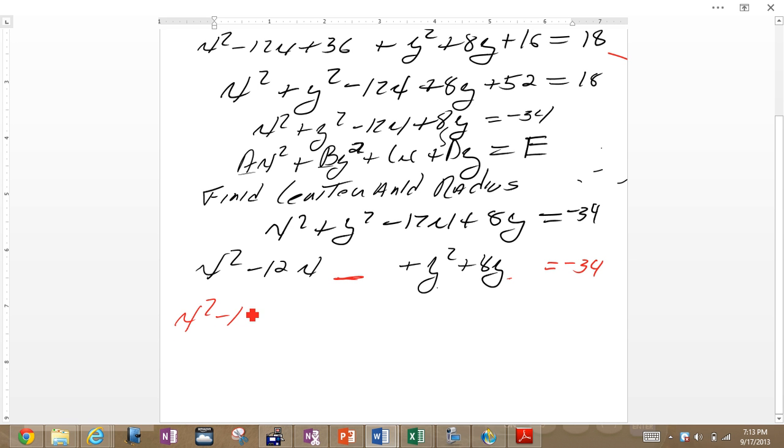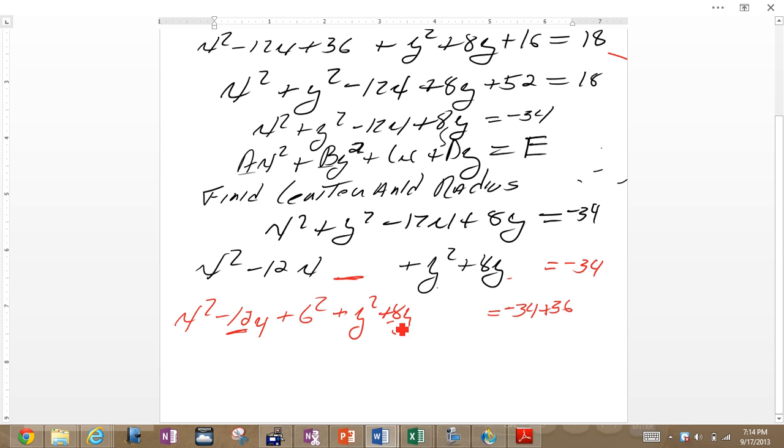x squared minus 12x. The completing the square is half the coefficient of the x term squared. Half of it is 6. Okay, so it's 6 squared. Now, before you go anywhere, you added 36 there, effectively. Add it over here as well. Balance the equation. What you do to one side, you have to do to the other side. Okay? Plus y squared plus 8y.